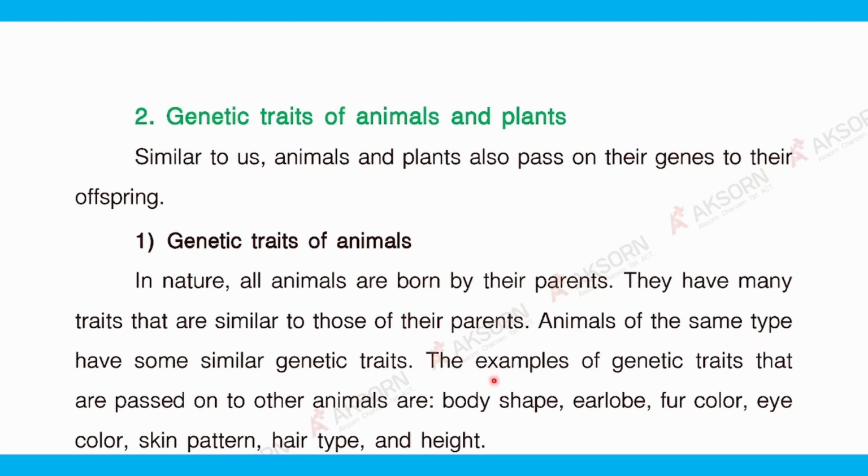Animals of the same type have some similar genetic traits. The examples of genetic traits that are passed on to other animals are body shape, earlobe, fur color, eye color, skin pattern, hair type, and height.